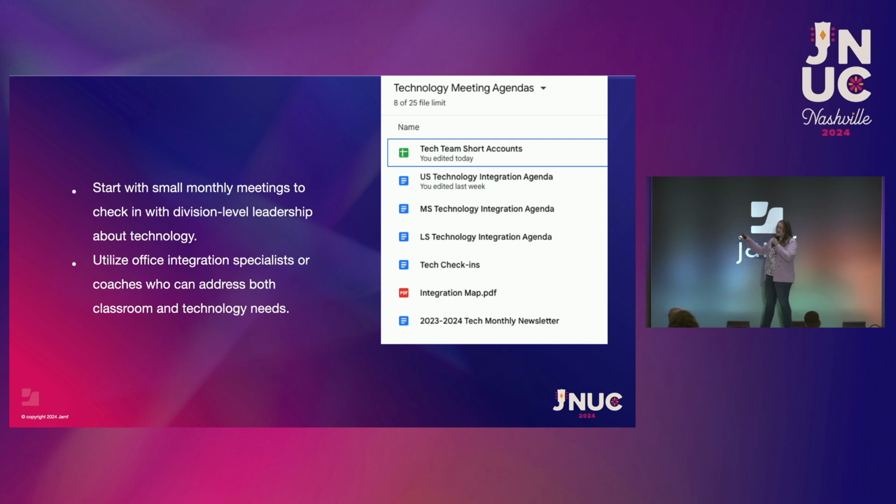So I showed a little bit of our agendas. So we have tech team short accounts. I live in spreadsheets and documents just mainly because I have several divisions and several different leaders, and every leader has kind of their own thing. And so I kind of go through all of them, and then I communicate the most important pieces in our tech team short accounts. And we have a stand-up meeting.